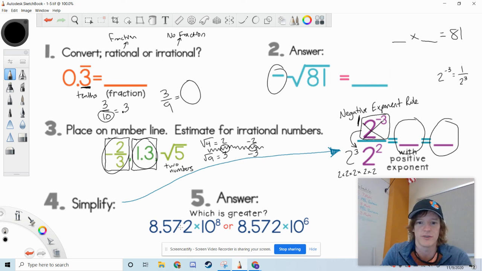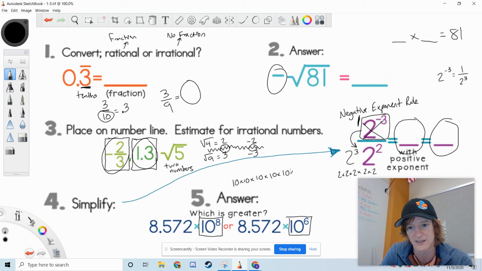Number 5, which is greater, we have 8 times 10 to the 8th, or 8 times 10 to the 6th. Well, all you need to look at is this here. 10 to the 8th power means 10 times 10 times 10 times 10 times 10 times 10 times 10 times 10. So that is 1 with 8 zeros. 1, 2, 3, 4, 5, 6, 7, 8. So this is 100 million.